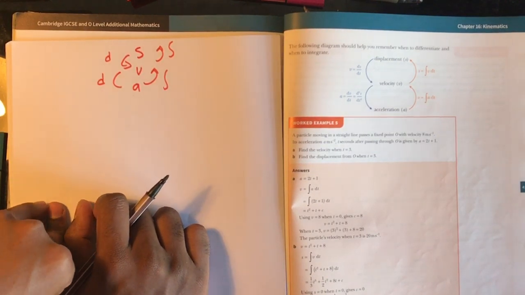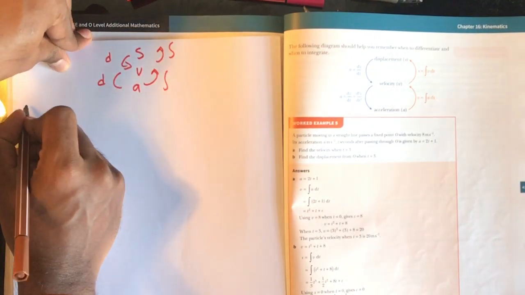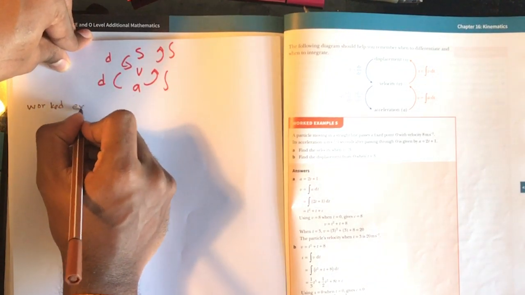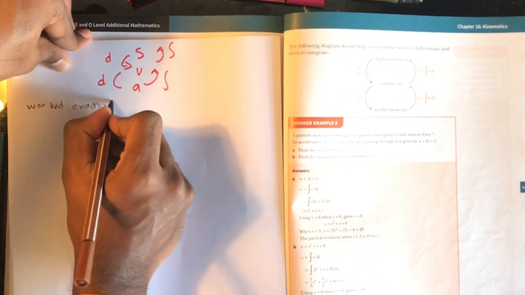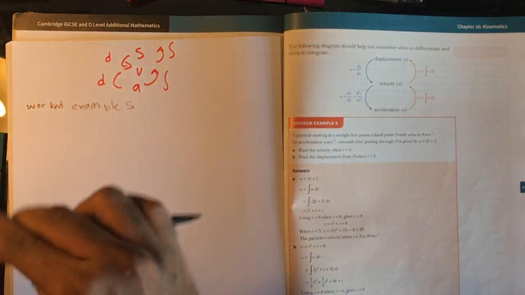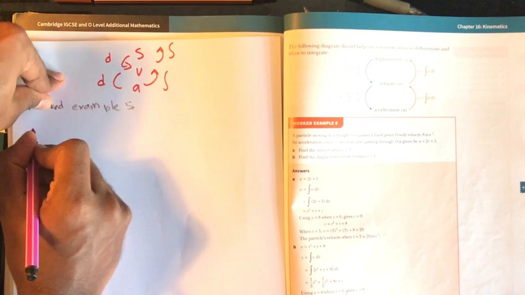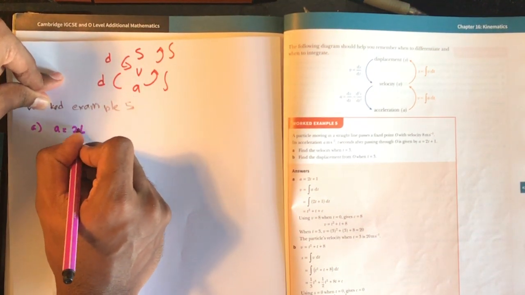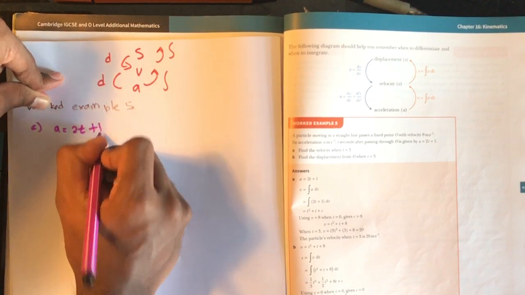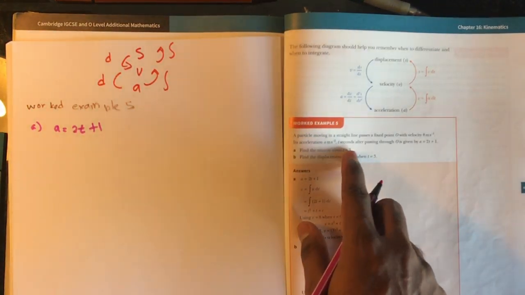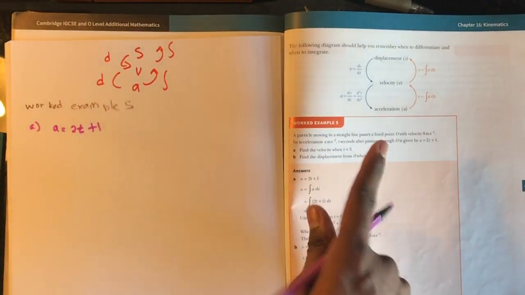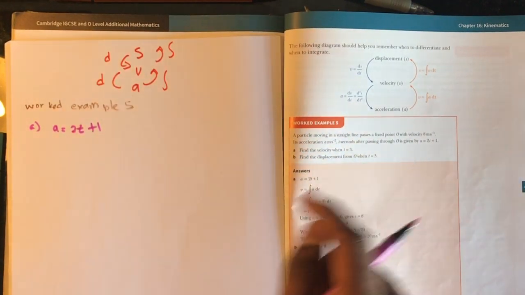Now this equation. I write here worked example 5. For part A they give you a equals 2t plus 1, and then they ask you to find the velocity when t equals 3. You can see, right? Let me try to focus. So they ask to find the velocity when t equals 3.